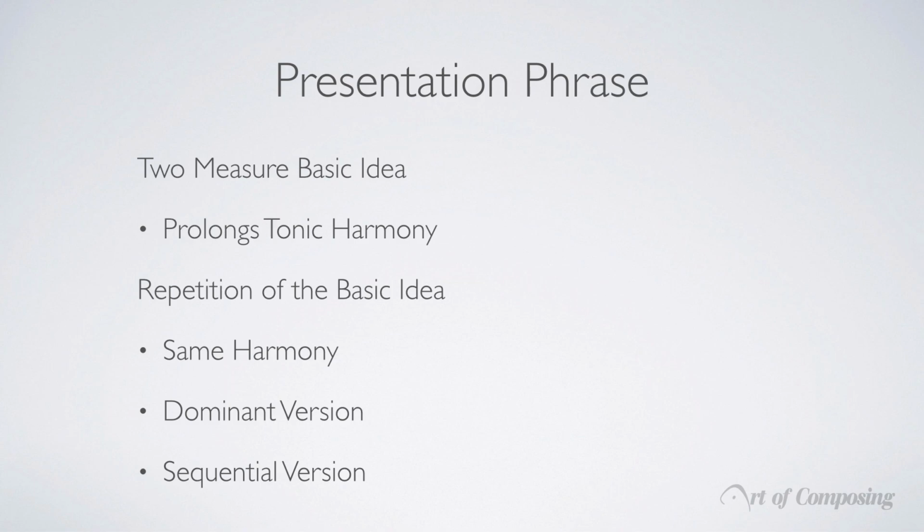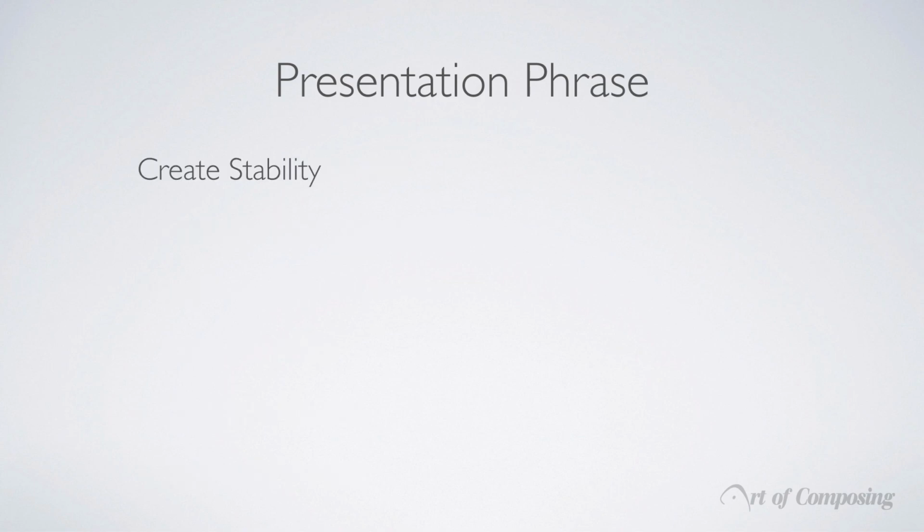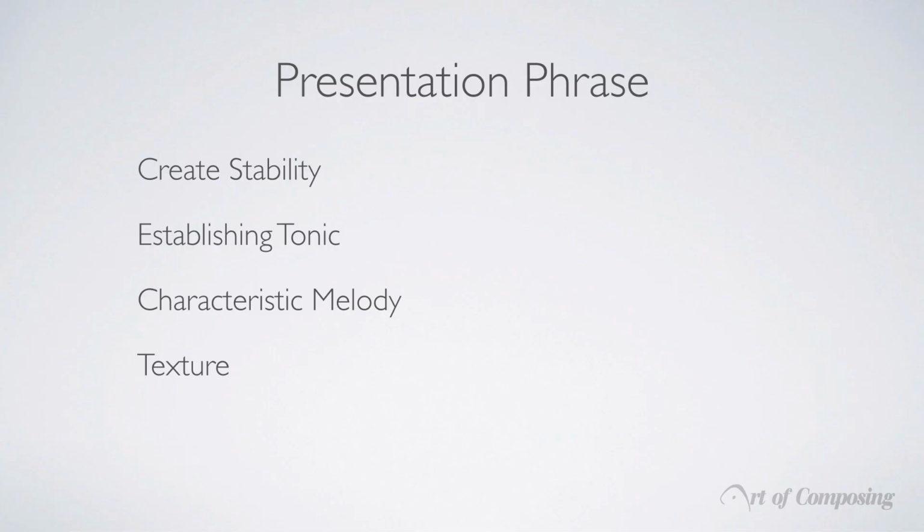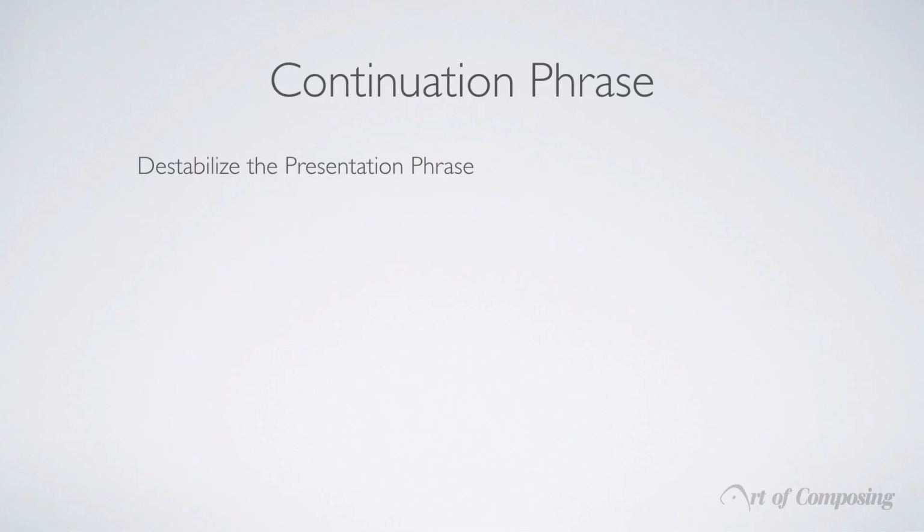Think of a presentation phrase as trying to create stability by establishing a tonic harmony, a characteristic melody, and a texture for the piece. The continuation phrase, on the other hand, attempts to destabilize what the presentation phrase has done through 4 processes. Fragmentation, which is a technique of taking apart and using small chunks of the basic idea. Harmonic acceleration, which is a decrease in the time that a single harmony is used.